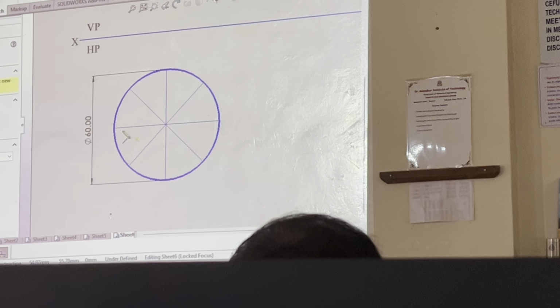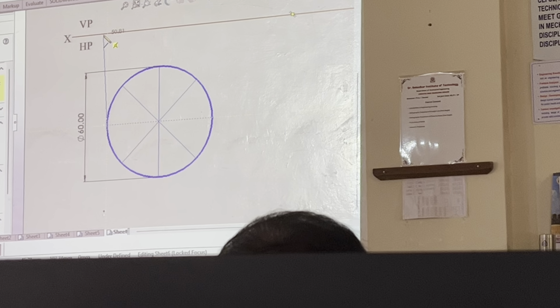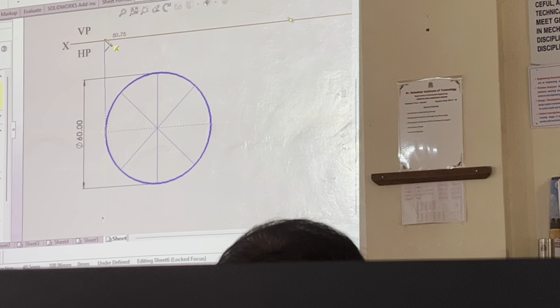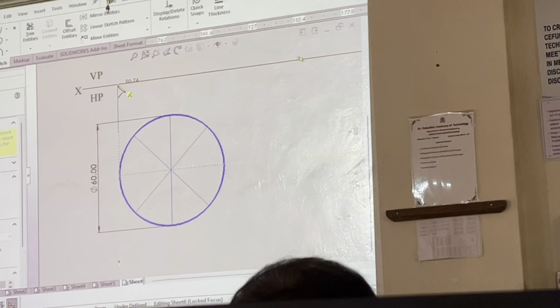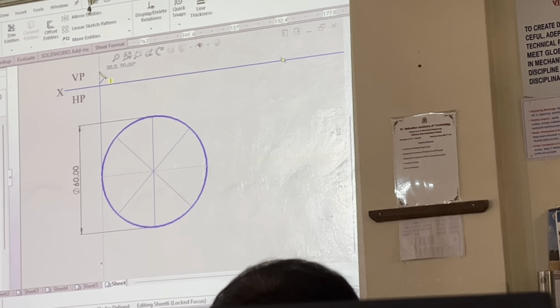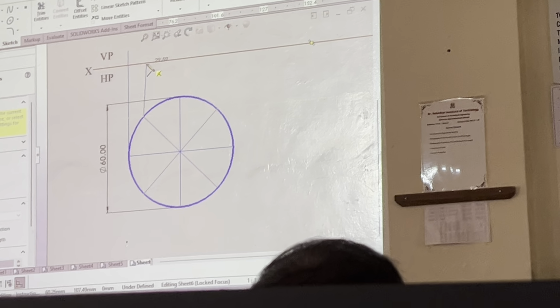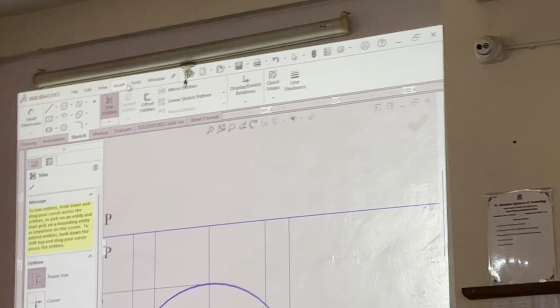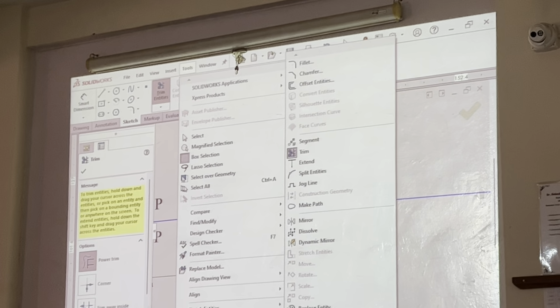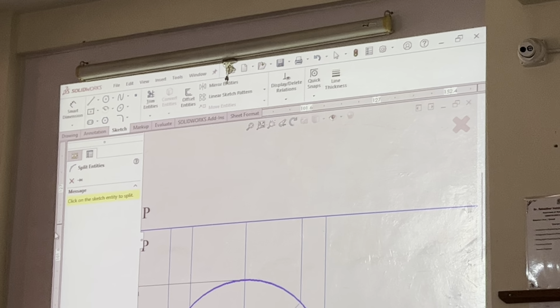Now go to line option. This end I'll project it. If you don't get the horizontal vertical symbol, what you should do? Move above the XY line, and later you can trim it off. Now come here again. See, same problem. Tools, sketch tools.